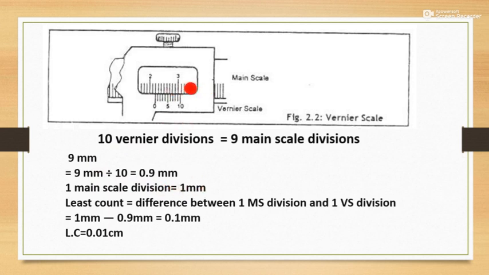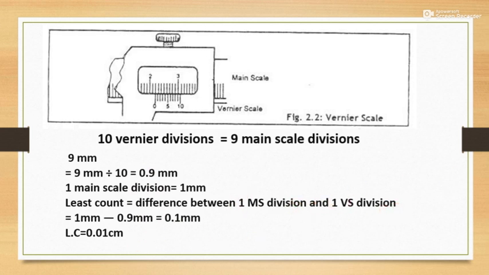One main scale division is equal to 1 millimeter. Least count is equal to the difference between one main scale division and one vernier scale division. One main scale division minus one vernier scale division is equal to 0.9 millimeter, as you can see here, and 0.1 is the least count of the vernier caliper.